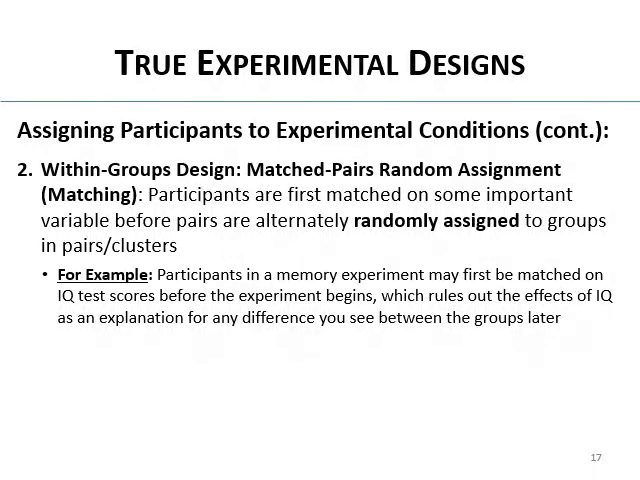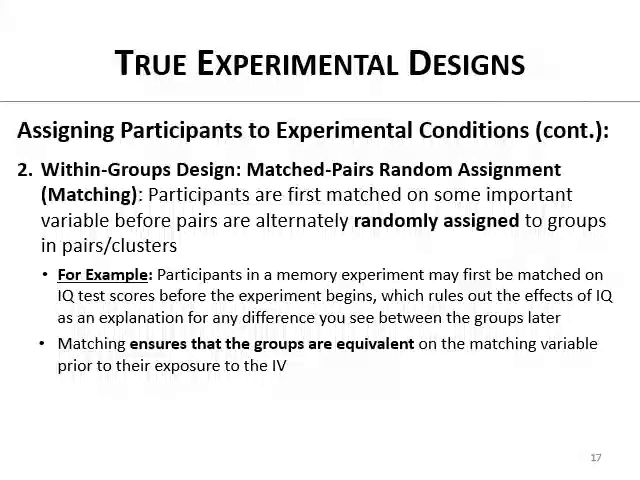So, for example, participants in a memory experiment may be first matched on their IQ test scores before the experiment begins, and that's going to rule out the effects of IQ, right? Because you've equalized the groups on IQ and randomly assigned two people with equivalent IQ scores, one to one group, one to the other. You do that across multiple pairs of people, you end up with equivalent IQ in your two groups, and it rules that out as a confounder.